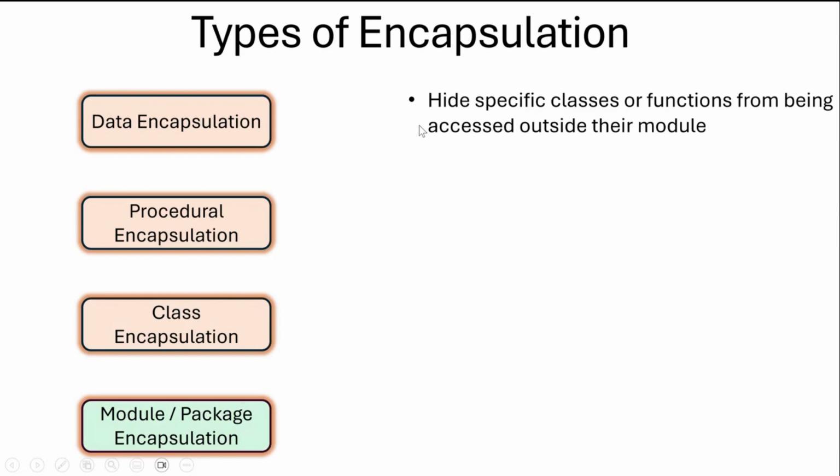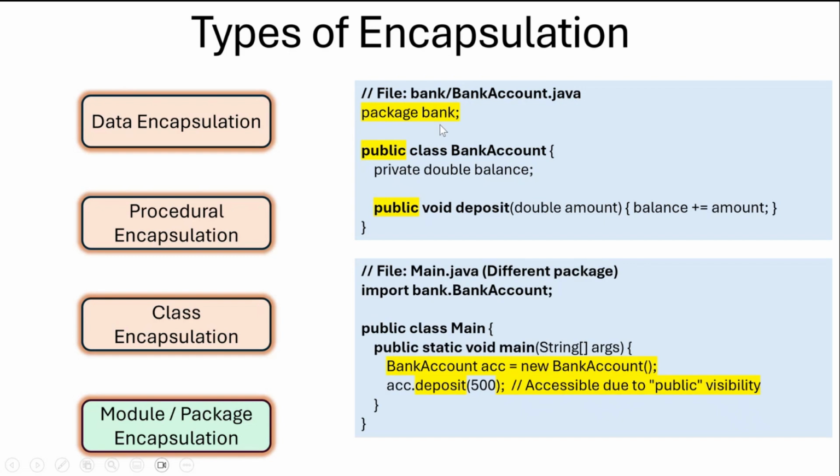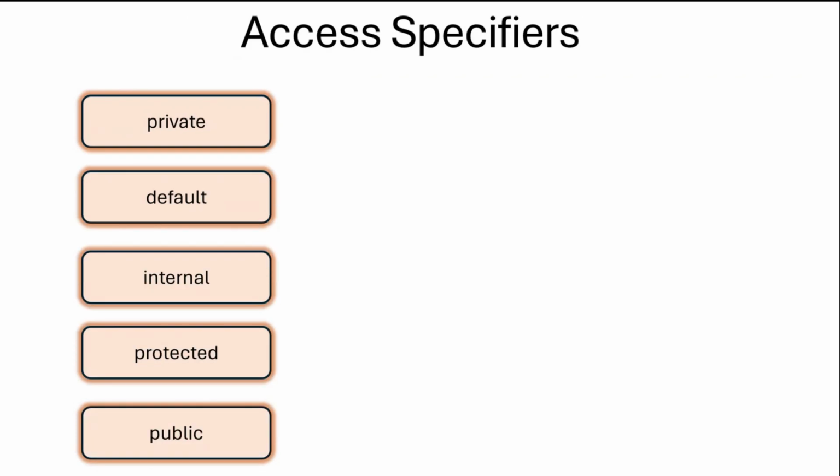Module or package encapsulation hides specific classes or functions from being accessed outside their module or package. For example, here the bank account class is public, the deposit method of that bank account class is public, and it is under the package bank. Now, if we access this bank package in another package, we can only access the methods or classes which are declared public in this package. So this is module or package level encapsulation.